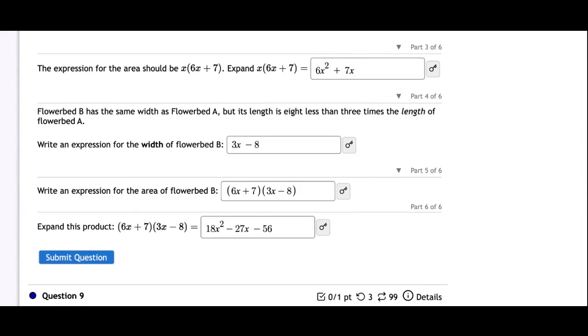Is this okay? Does this make sense? Who asked this question? Bilal, does this make sense? Okay. You're welcome. 6x times negative 8 is negative 48x. 7 times 3x, that's 21x. So that's negative 27x.